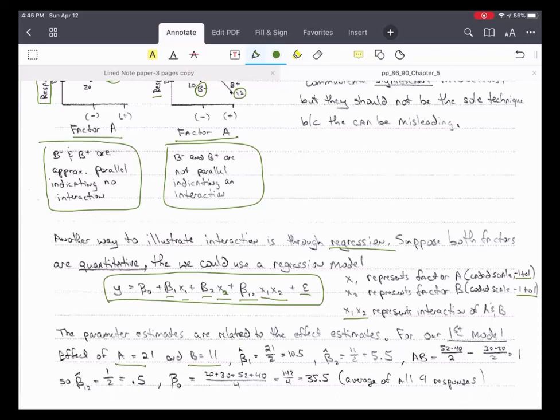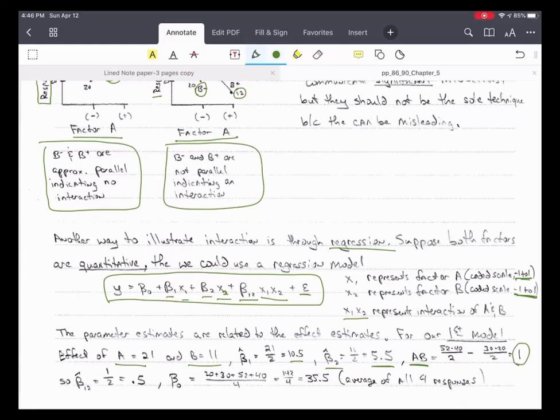And what we can do for this model, and it's kind of special because of the way we've coded this, is we can take the 21 and divide by 2 to get our beta 1 hat, which is 10.5. And for beta 2 hat, we take 11 divided by 2 and get 5.5 as our estimate. And then for our interaction effect, we would take (52 minus 40) divided by 2 minus (30 minus 20) divided by 2, and we get 1, okay?